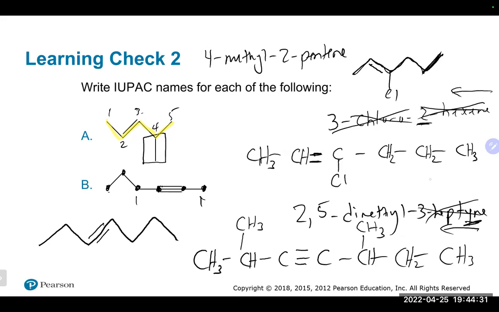Then we would have at number 2 a methyl group, and at number 5, 3, 4, and 5. So it looks something like this.